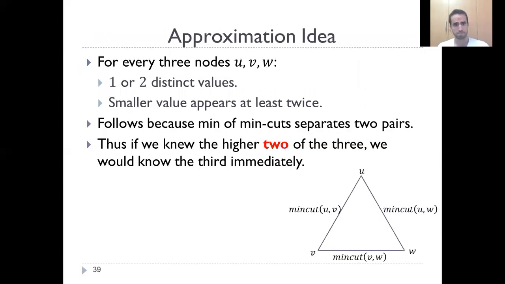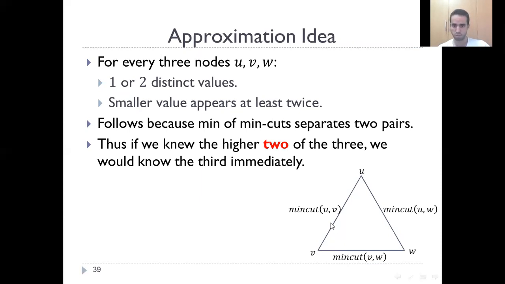In more detail, let's first observe something. If we have 3 nodes, U, V, and W, the observation is that if we consider the exact minimum cut values between them, there could be either 1 or 2 distinct values, and the smallest value appears at least twice. And this follows because the minimum of the minimum cuts must separate 2 pairs of these 3.